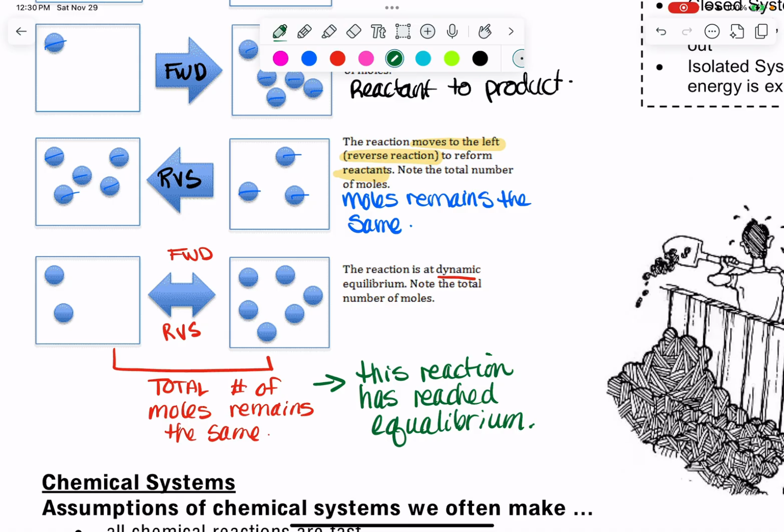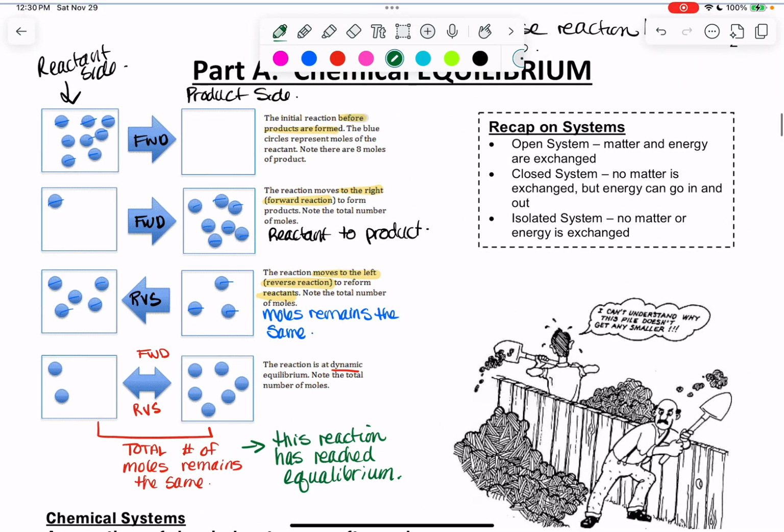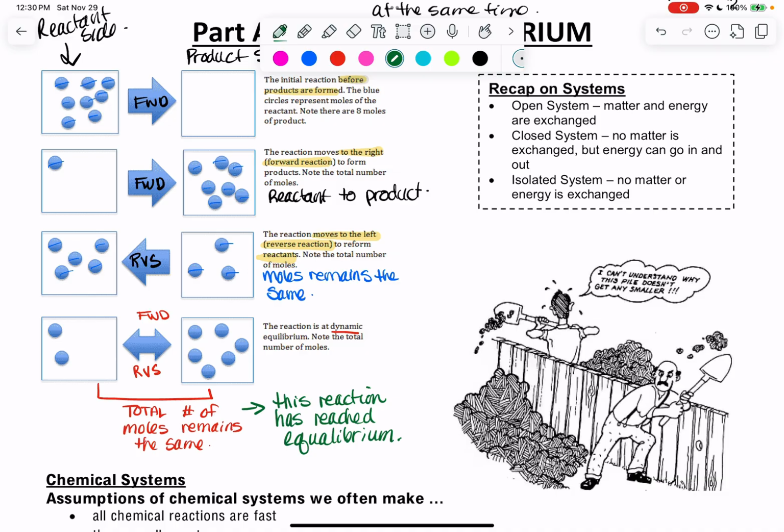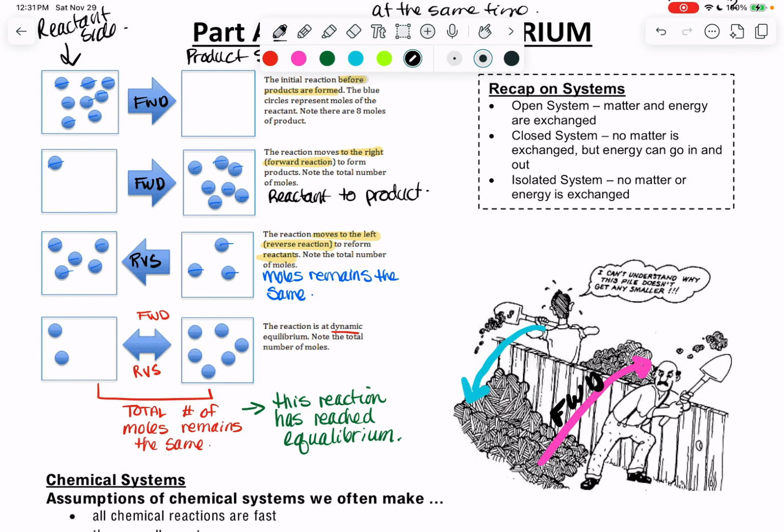So let's recap. If we look back at our little guys over here, this is the forward reaction. Our guy is shoveling one way over the fence. He's turning all of that reactant into product. And then this guy on this side is the reverse reaction. He's turning that product back into reactant.